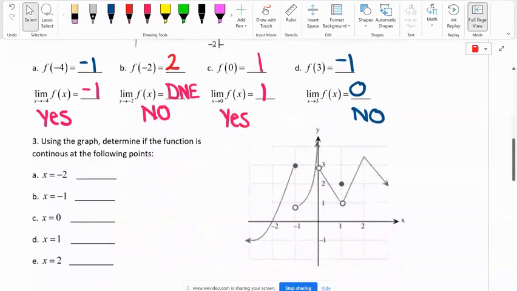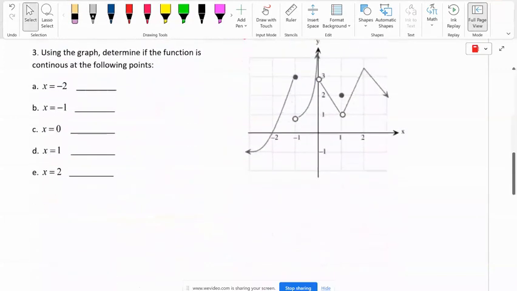Okay, so we're going to have a section similar to number 3 on our test, but I'm going to add an extra thing into our test where I'm going to ask you, is it continuous? And then if it is not continuous, I'm going to ask you why not. Why is it not continuous?